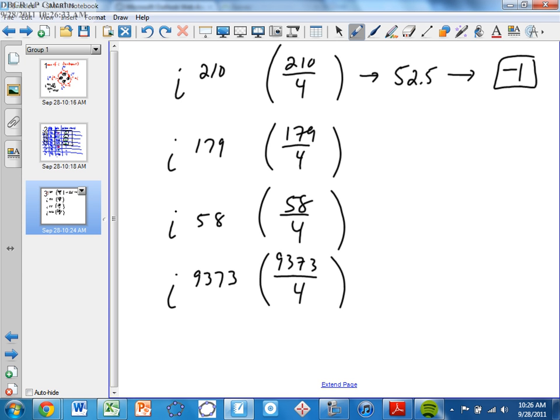Again, this is not the answer here. A lot of students in my other class have been putting this as their answer. This is just telling you where to look on the i wheel. This is the important part right here. The 0.5 tells me to look at the bottom of my i wheel. What about the second one, Ebony? 44.75, which is the third spot on the i wheel. So negative i. Very good.